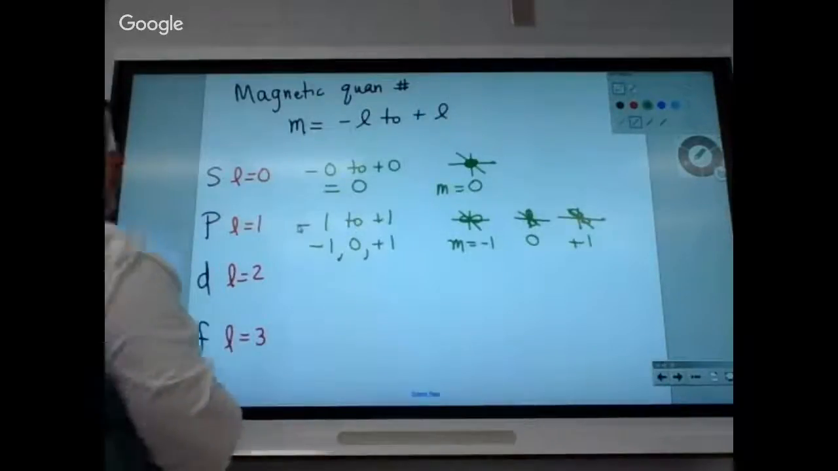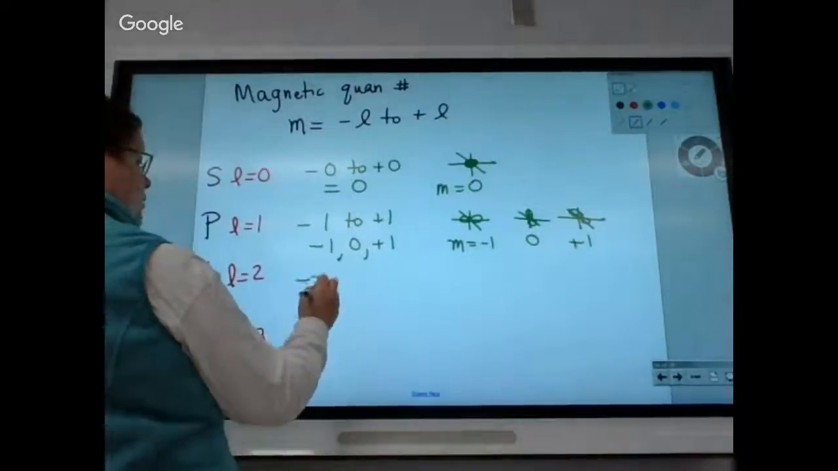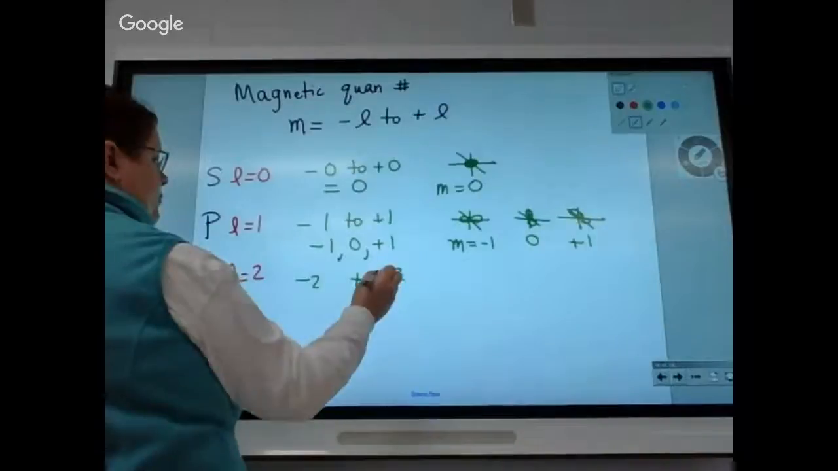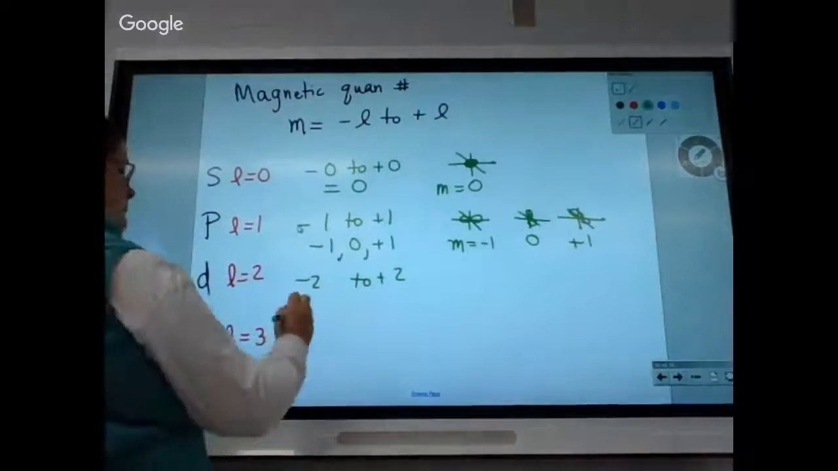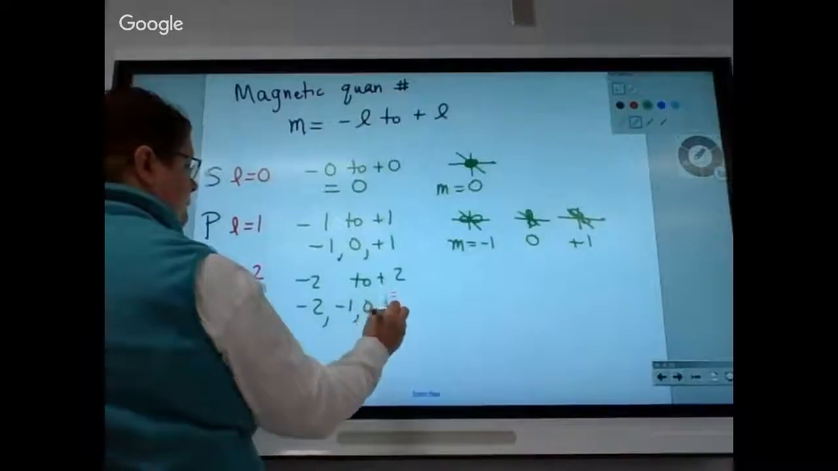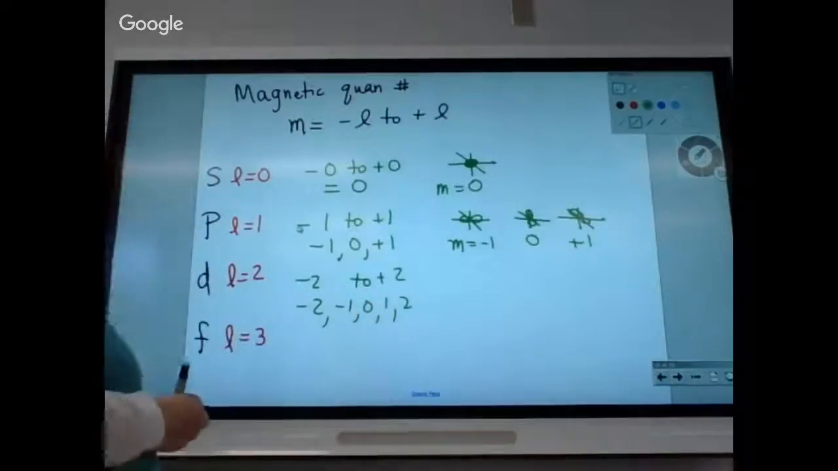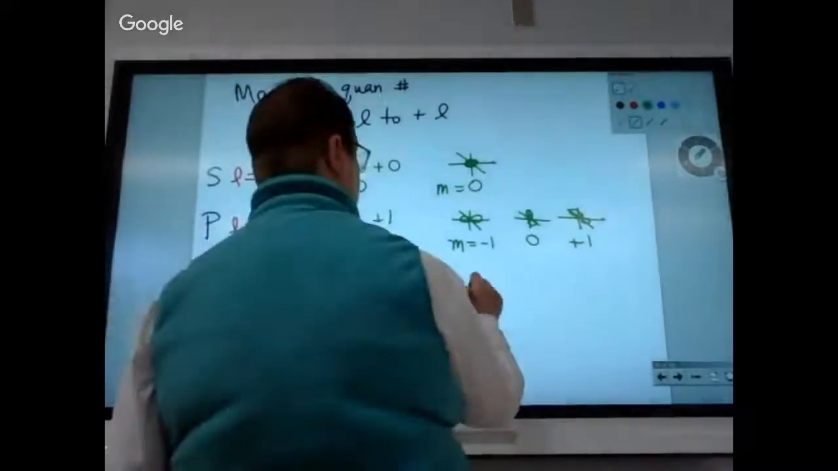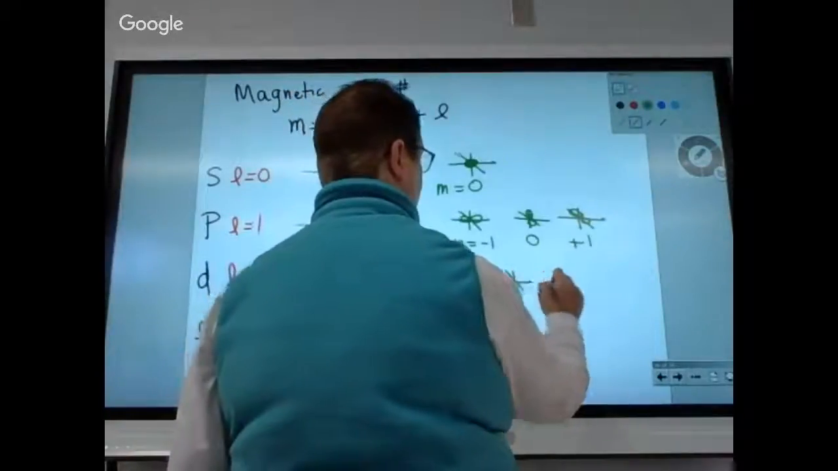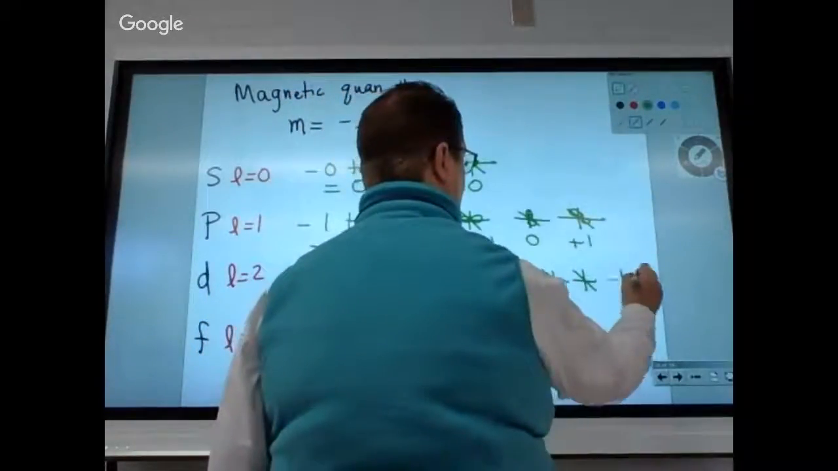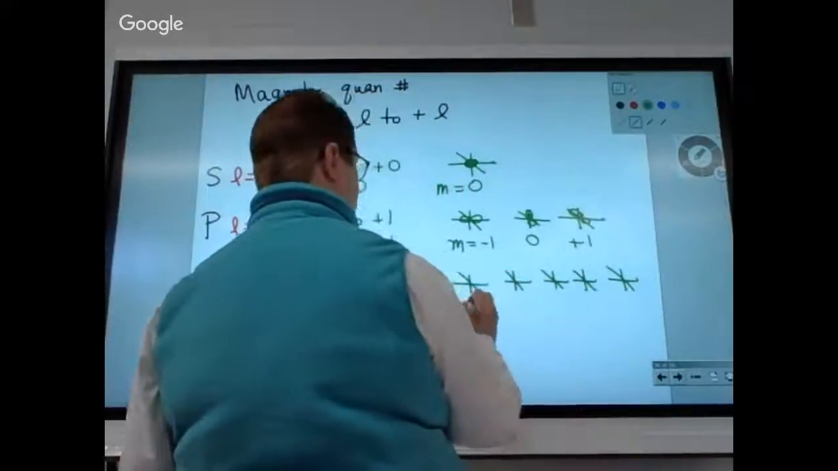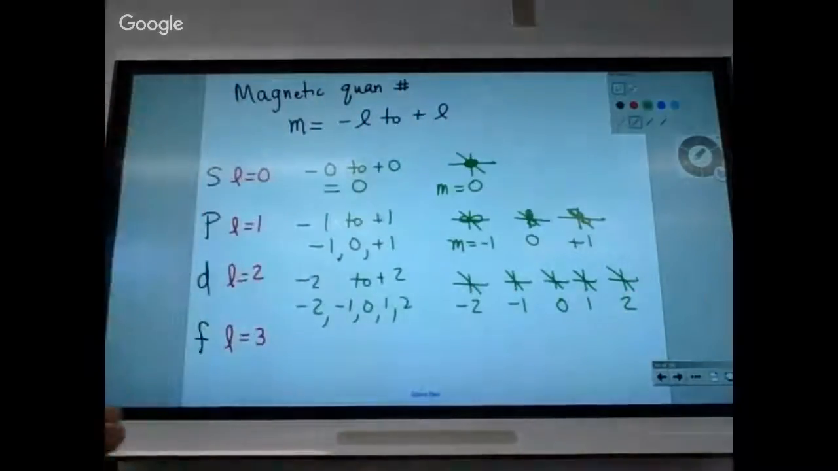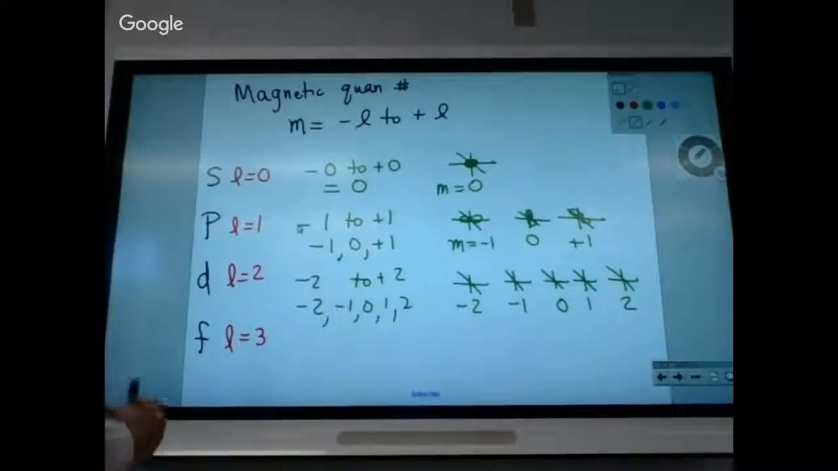Now, for this one, M would be -2 to +2. So how many different pictures am I going to have this time? I have 5. So this first one is -2, -1, 0, 1, and 2. Each of the pictures is assigned a number.